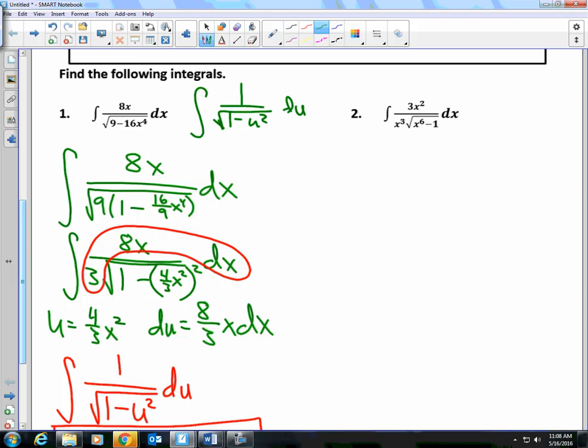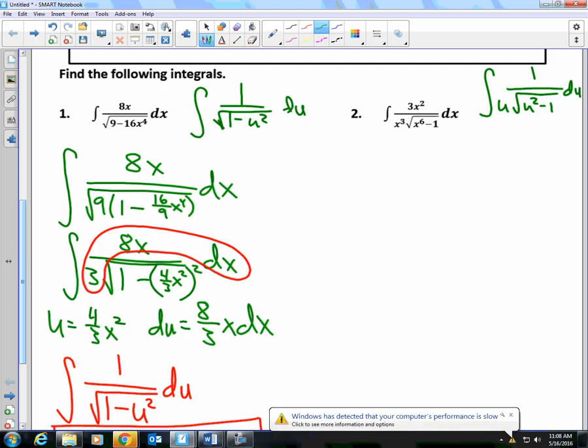Which form does this fit? Secant inverse. So we want this to be of the form 1 over u times the square root of u squared minus 1 du. What is the first thing I should probably focus on trying to achieve? Yep, I need that 1 on the top. I also need that 1 on the bottom. I've got that 1. So that's kind of helpful. I don't have to factor anything out to make that a 1. It's already there. So I need something squared.